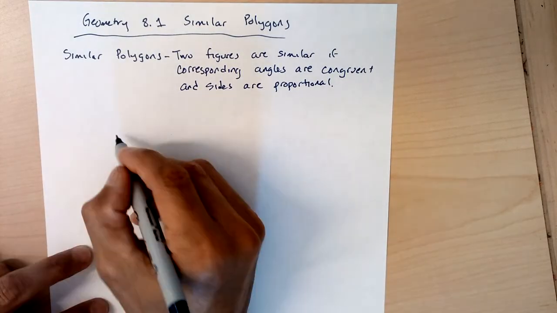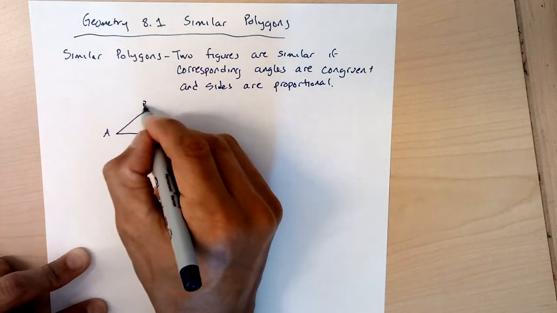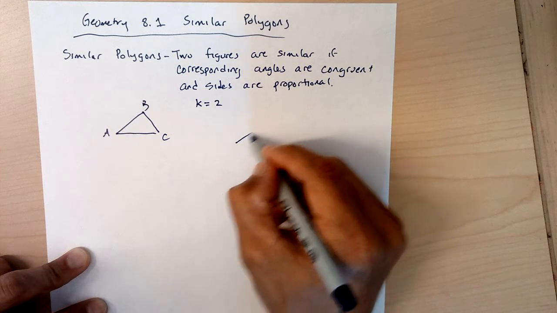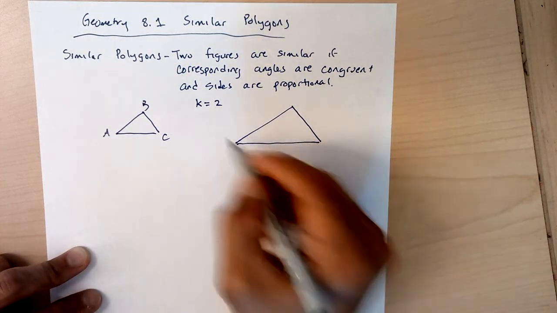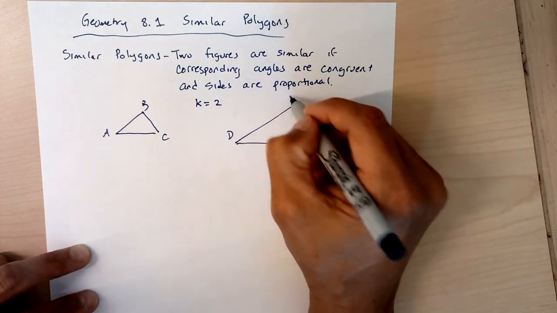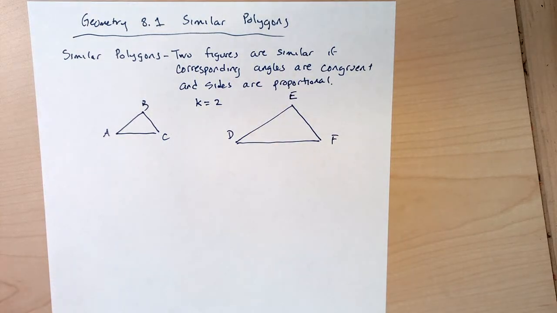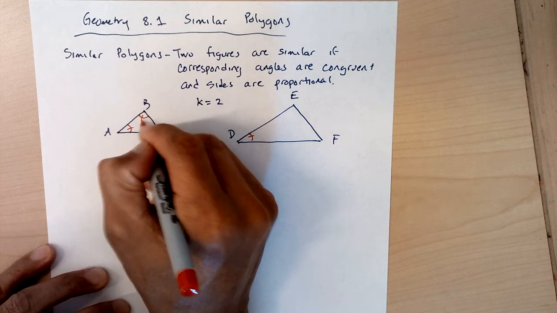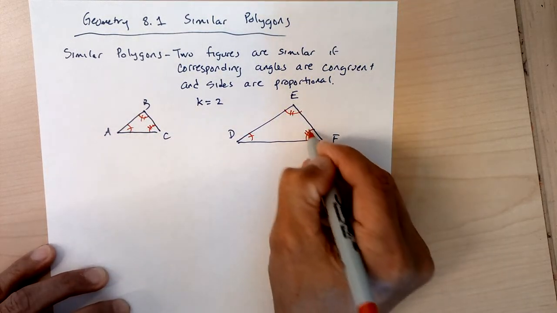So let's just say I start with a triangle ABC, and I dilate that triangle with a scale factor K of 2. Then that triangle enlarges where each of the corresponding sides are twice as long as the pre-image. Instead of using prime notation, I'm going to call this triangle DEF, but all the corresponding angles have to be congruent. So what that means is angle A is congruent to angle D, angle B is congruent with angle E, and then angle C is congruent with angle F.